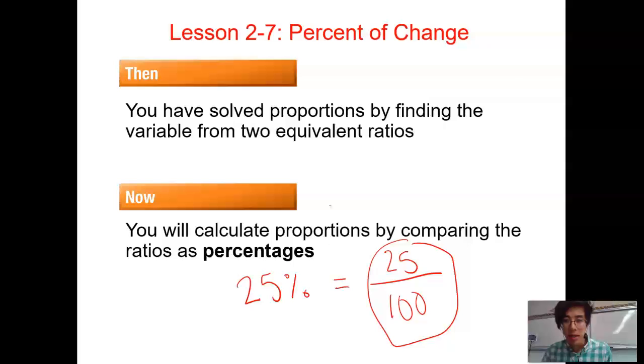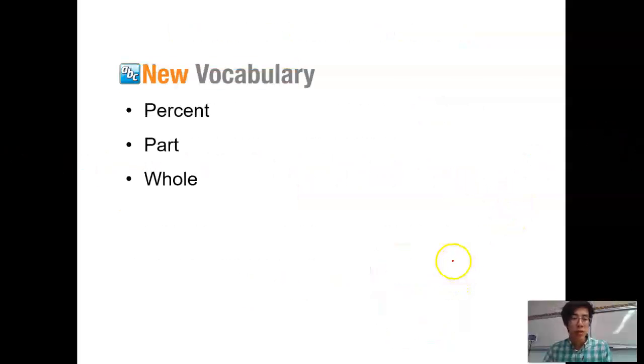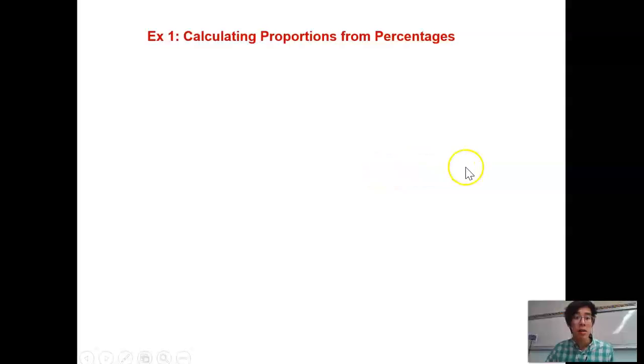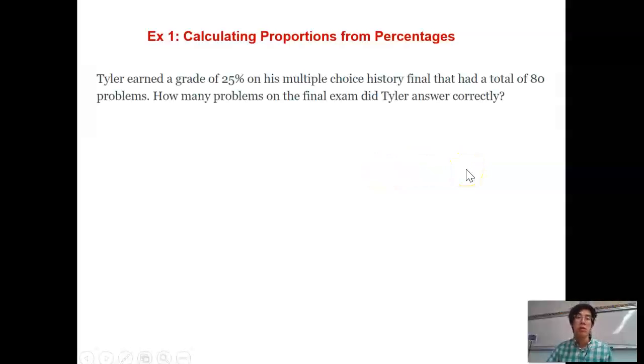So let's look at some examples first. It's really related to your quiz. New vocabulary right here: you're going to have percent, part, and whole. We'll talk about that. So, numero uno.